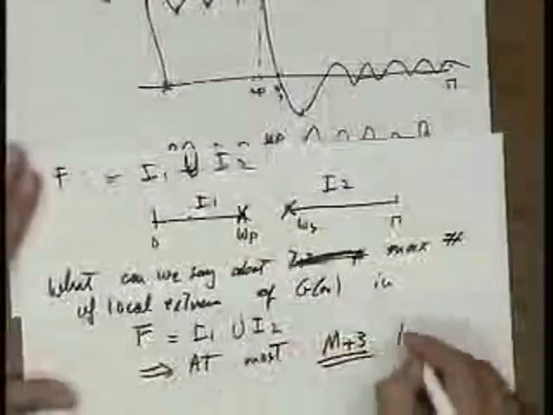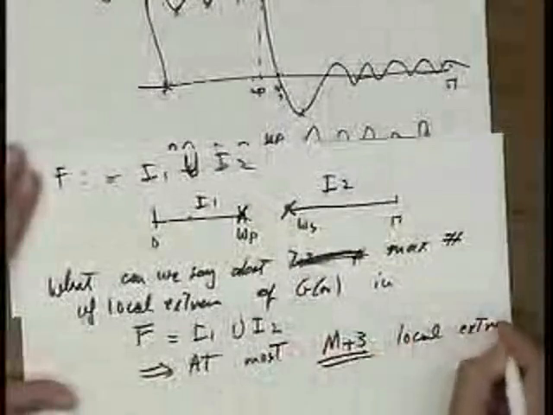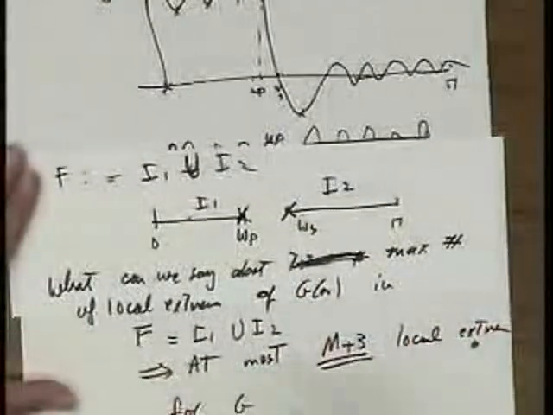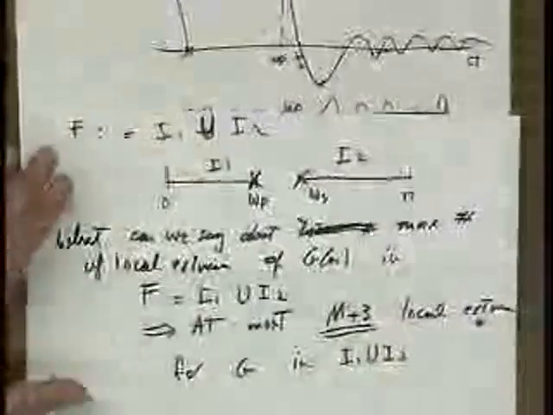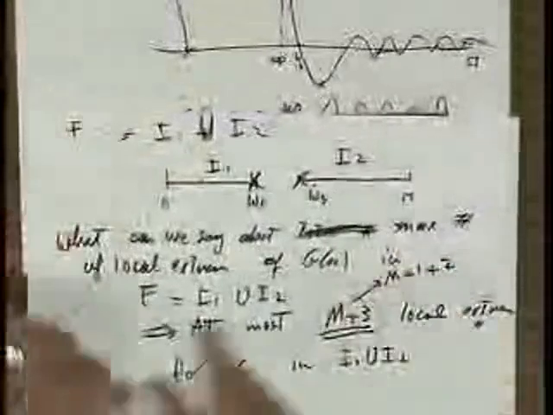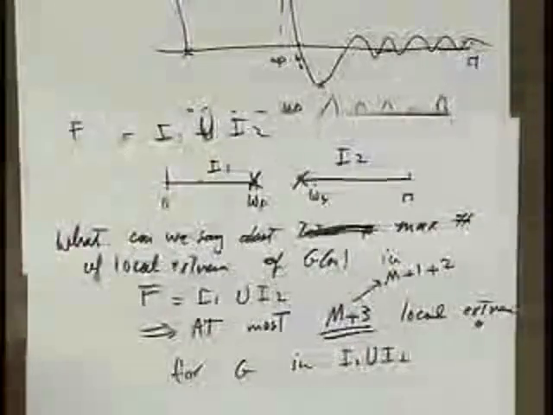So that means at most we can have m plus 3 local extrema for G, but in the interval I1 plus I2. Even though in the interval between 0 and pi, omega p and omega s are not local extrema, if I talk about these two intervals, I can have them. Why is it m plus 3? Because it was m plus 1 before, and then I add 2 more because of omega p and omega s. So I get m plus 3.